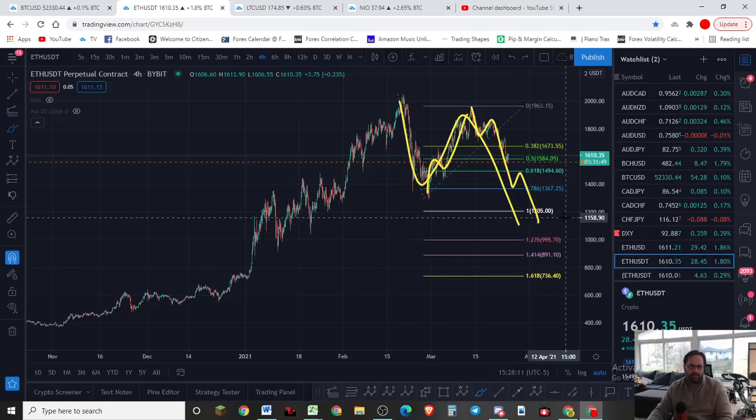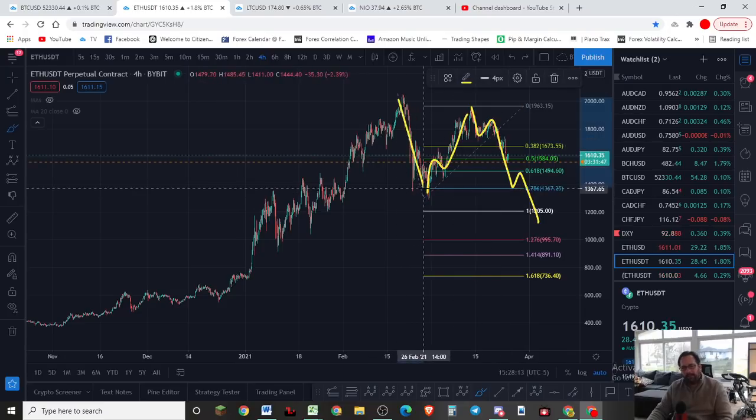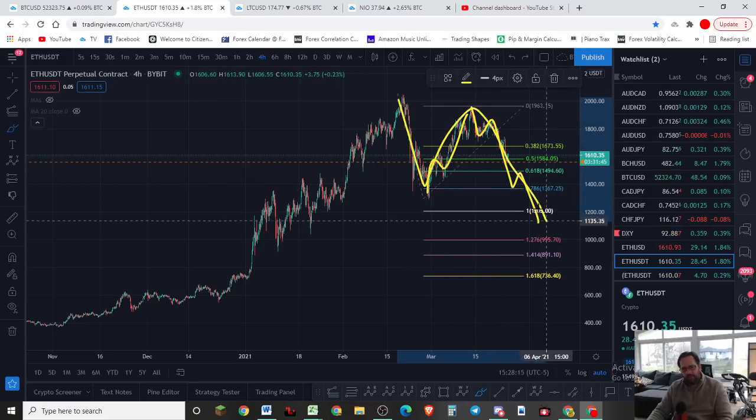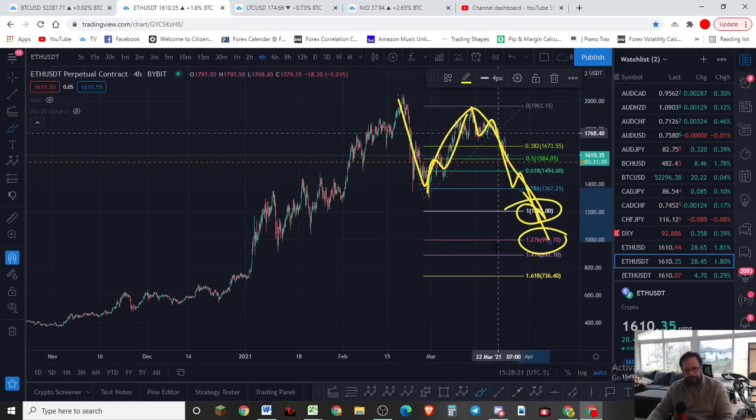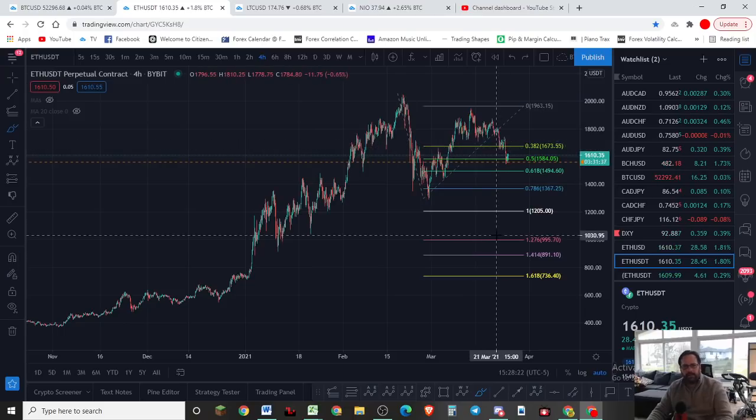I don't know how it's going to play out, but right now, my main idea for trading is I'm looking for this wave to finish out around $1,200 to about $1,000, depending on which target we come down and hit. All right, so that's what we're looking for, guys. I hope that's helpful information to you.